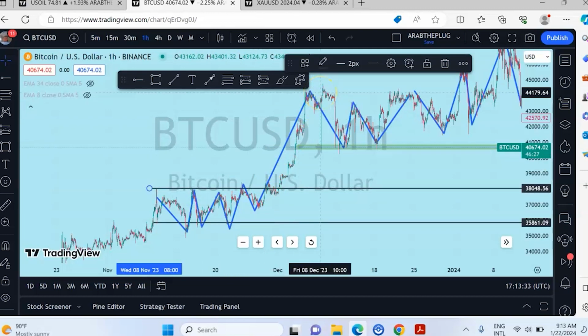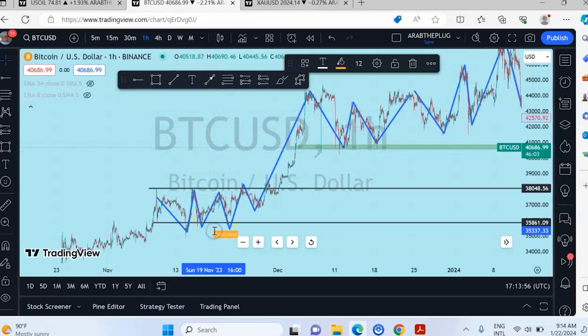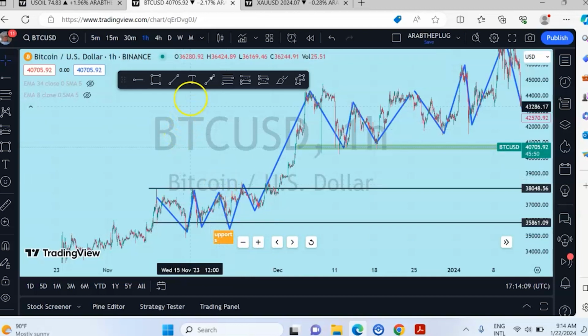So one thing you have to know is that there is always a break of support and resistance. If the support is holding for a long time, there is a high probability that at some point it's going to break and turn into resistance. For example, this place is a support and this place is a resistance. Let me just label it. This area is a support, and this area is a resistance.